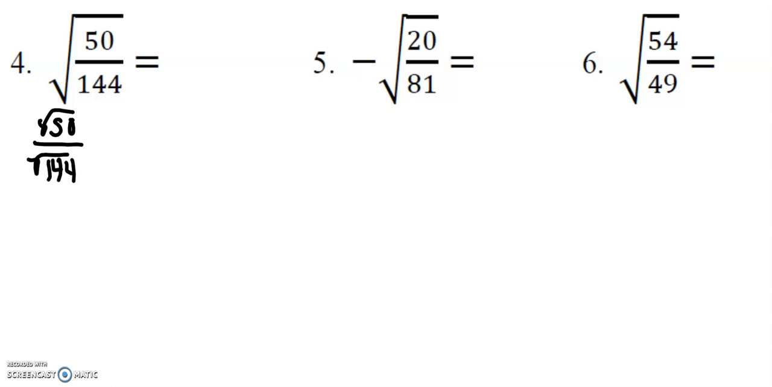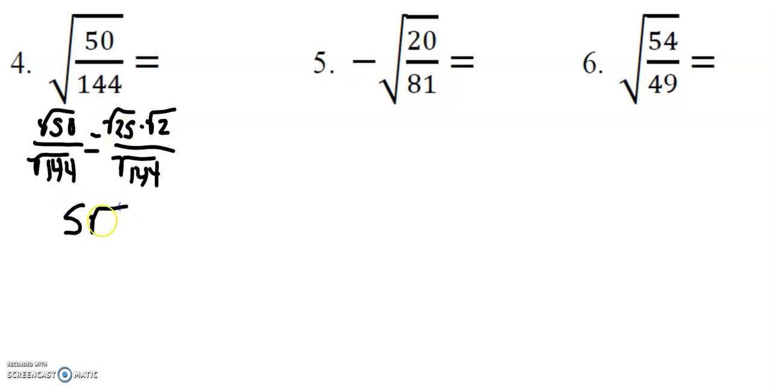So the first thing I look at is the top one here. Square root of 50, can that one be simplified? And it can, because 25 is a factor of 50, so I have to make this square root of 25 times the square root of 2 over square root of 144. And then you simplify all the roots that you can. So the top here, 25, the root of that is 5, so this will be 5 root 2. And at the bottom here, 144 is 12, and that is the correct answer.